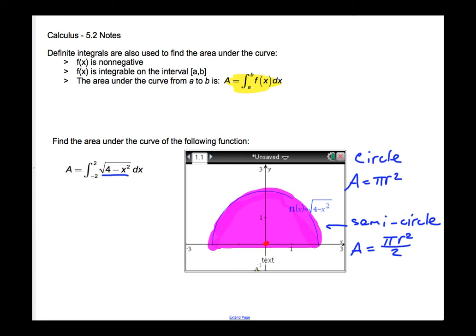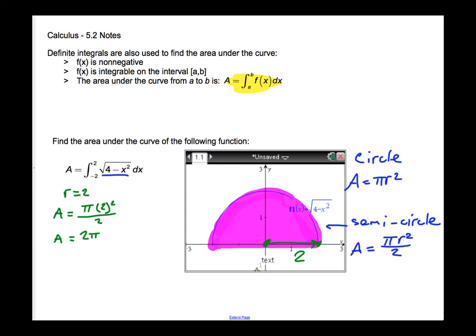I'm centered at the origin. Red is not going to show up. Let's try green. I'm centered at the origin, and I have a radius out here of 2. So this integral right here can be solved by substituting a radius of 2 into my semicircle area formula. So the area would be pi r squared divided by 2. All right, so what is this? Well, this is the area, which is equal to 2 pi.